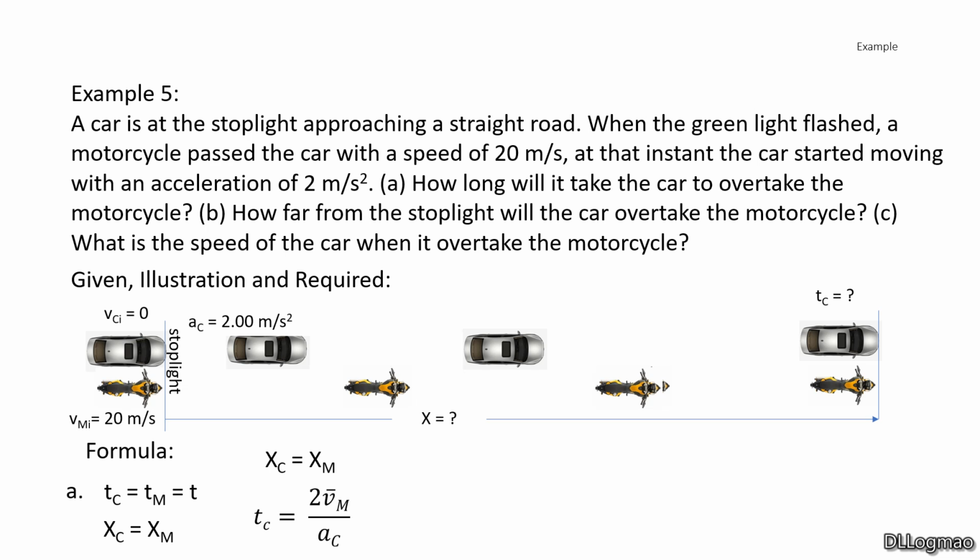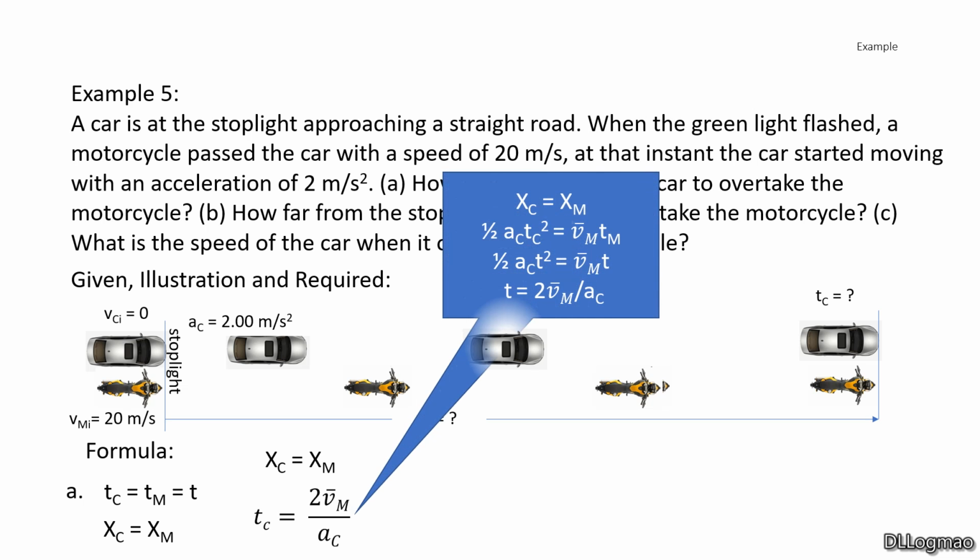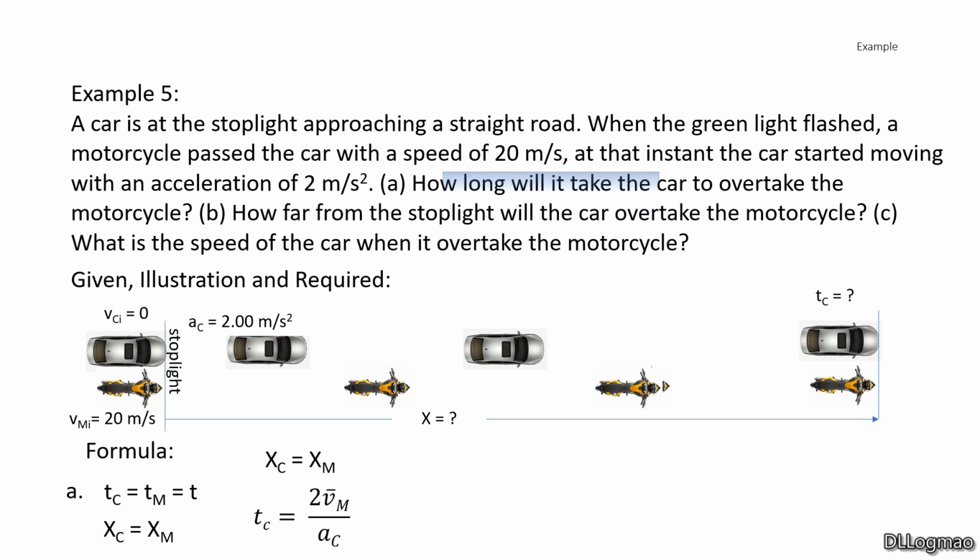How is this equation obtained? From the equality of distance traveled, this equation of time was obtained. For letter B, the distance traveled by the car can be obtained using the second equation of kinematics. And letter C can be answered using the first equation of kinematics.